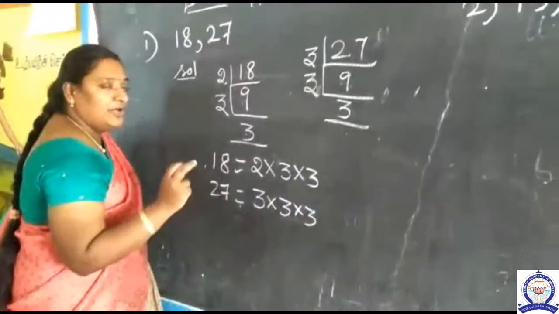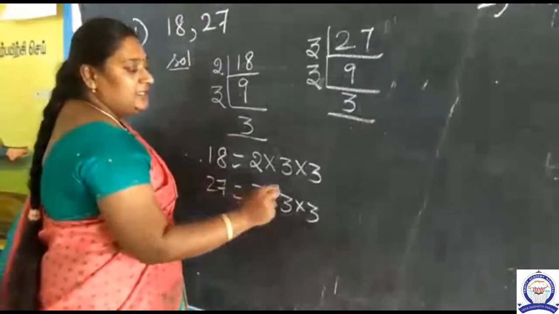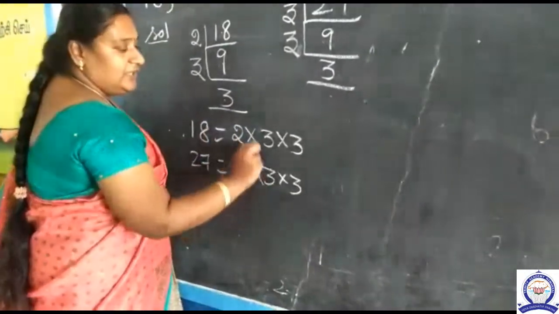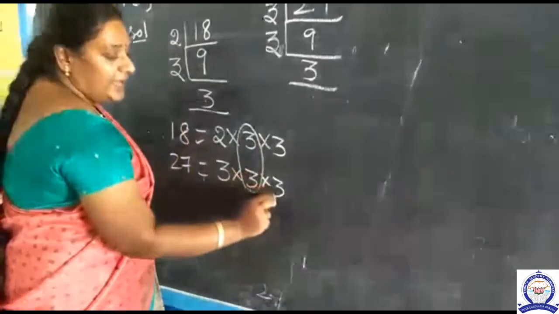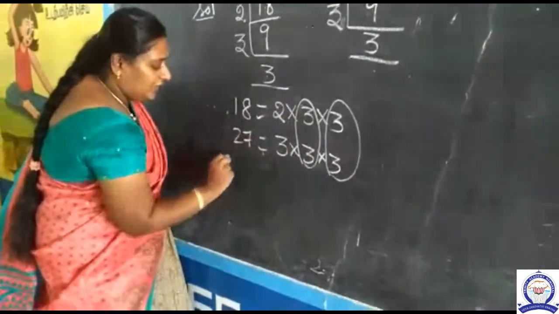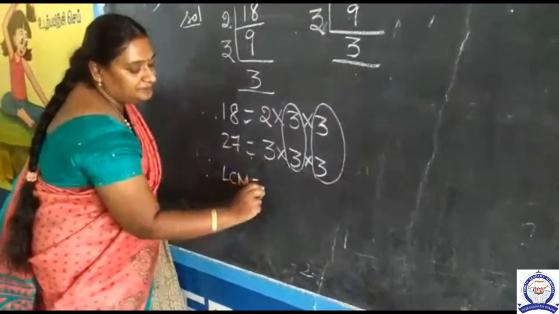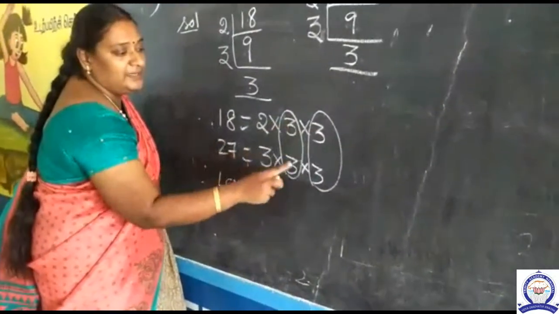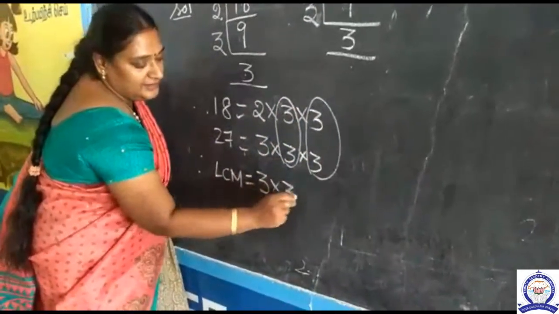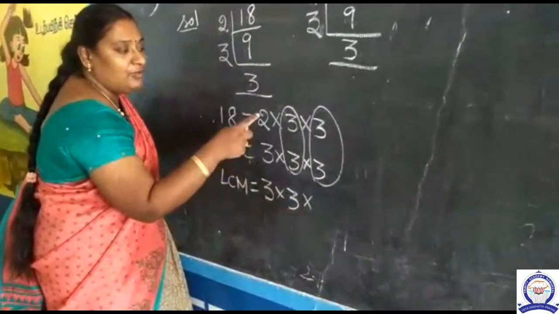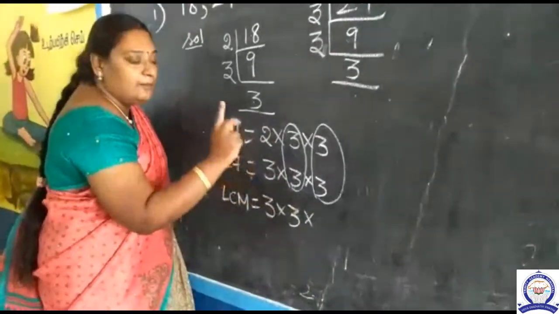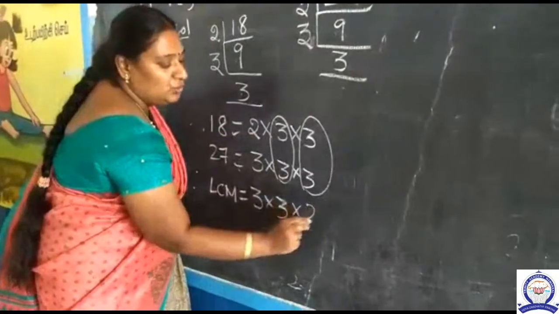Okay. Now we are going to find the LCM. Listen carefully. Which are the common numbers in both 18 and 27? 3 is common. You circle this. Again, here 3 is common. Therefore, LCM is equal to, listen, for the circled 3s write 3 only one time. In LCM we have to multiply the rest of the numbers also. Take the left-out numbers, 2 and 3, so 2 into 3.